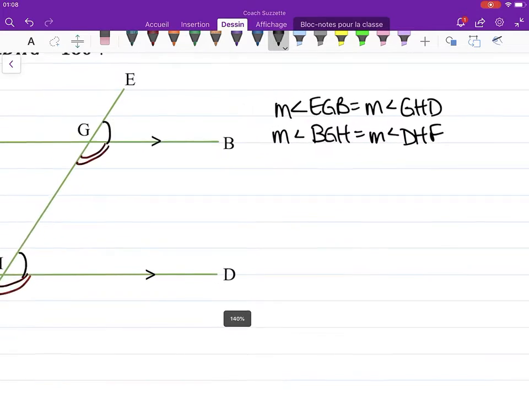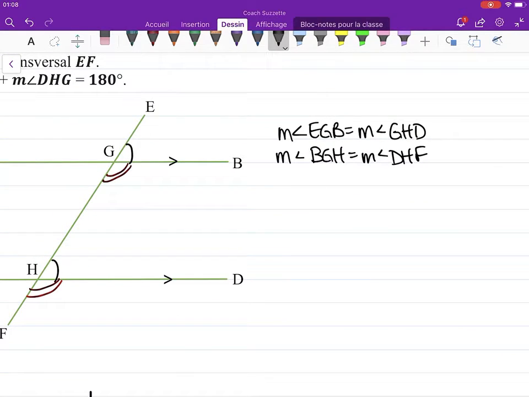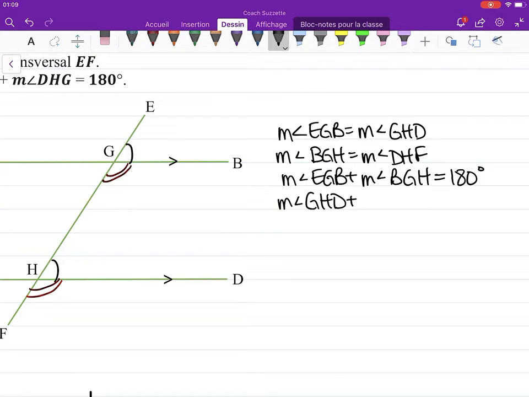They are corresponding angles. We also know that this linear pair sums to 180, and so does this linear pair. So the measure of angle EGB plus the measure of angle BGH is equal to 180, and the same thing for GHD and DHF.